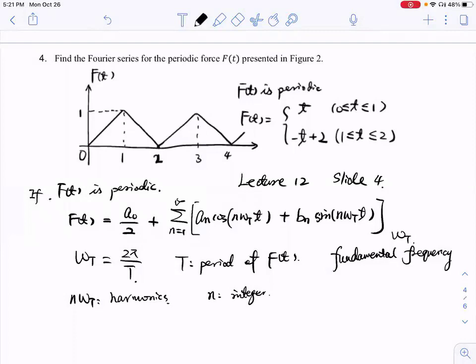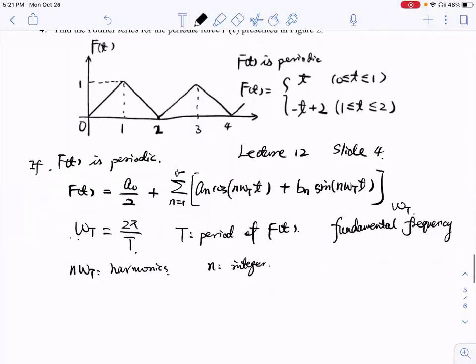That's for a periodic signal. If it's not periodic, then you want to use the Fourier transform, and then your n is no longer discretized. It's actually continuous. Then there's something different. All right, so that's your omega_T, that's your n omega_T, and then all the other things we need to find are a naught, a_n, and b_n.